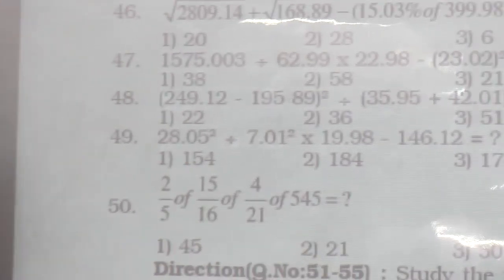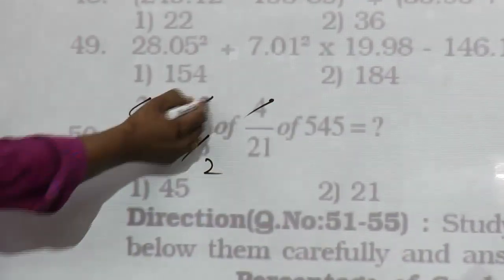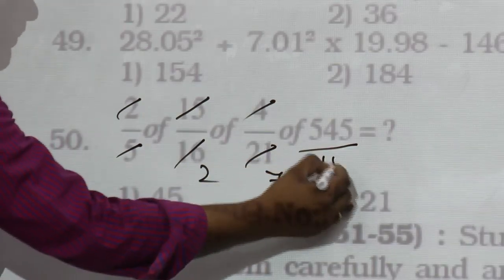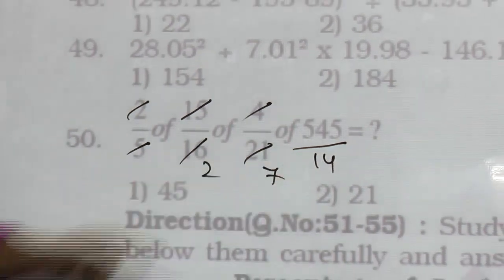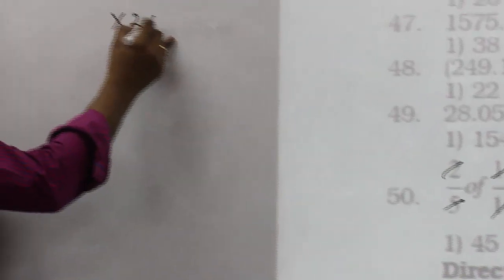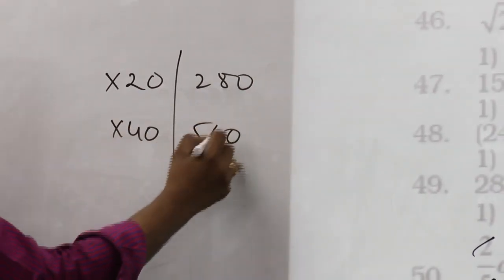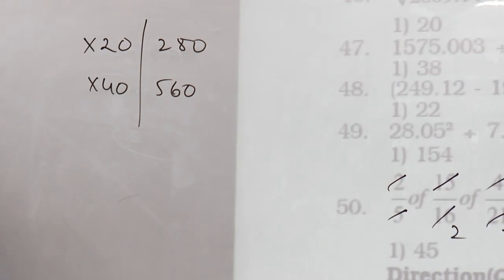Go for cancellation here. 2 4 8, that is 2 times. 5 3 times. 3 7 times. 14. So you need to divide this number with 14. 14 10 times 140. 20 times 280. 14 40 times is 560. Here you have 15 less. Near about 1 less than 40 times, 39 times. Right?